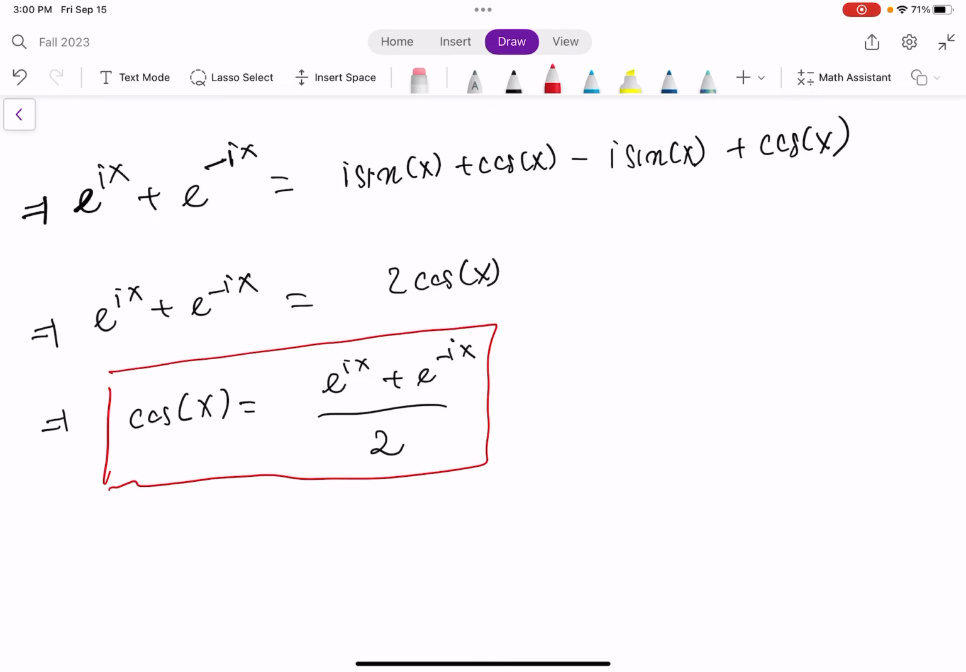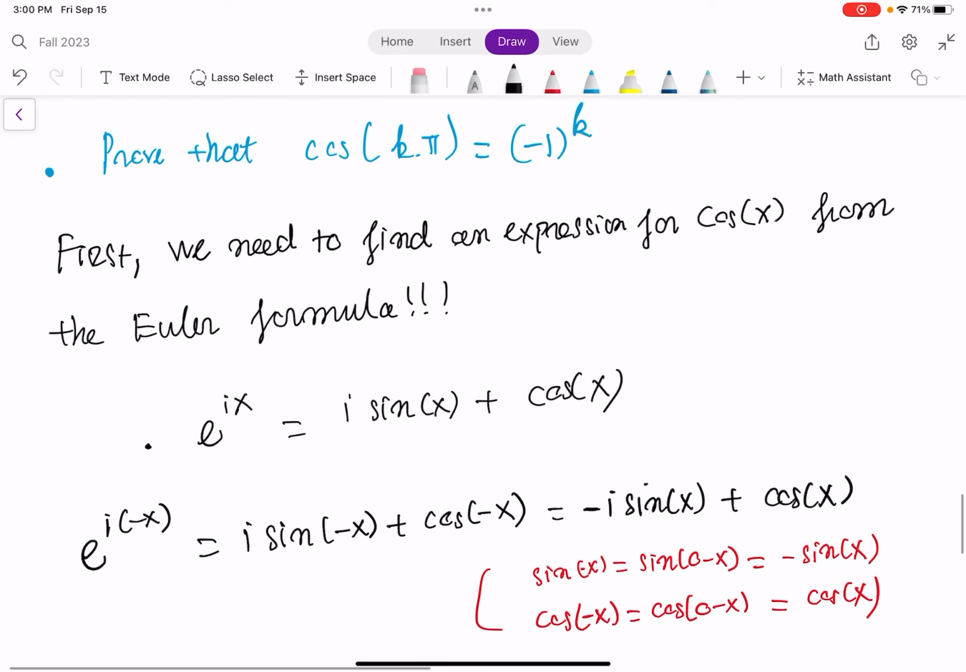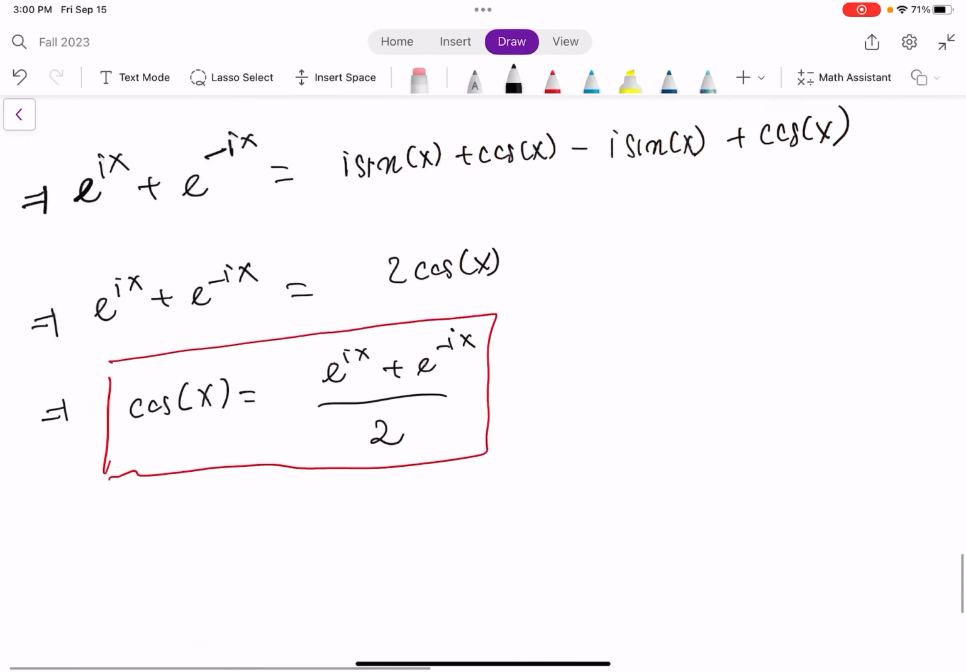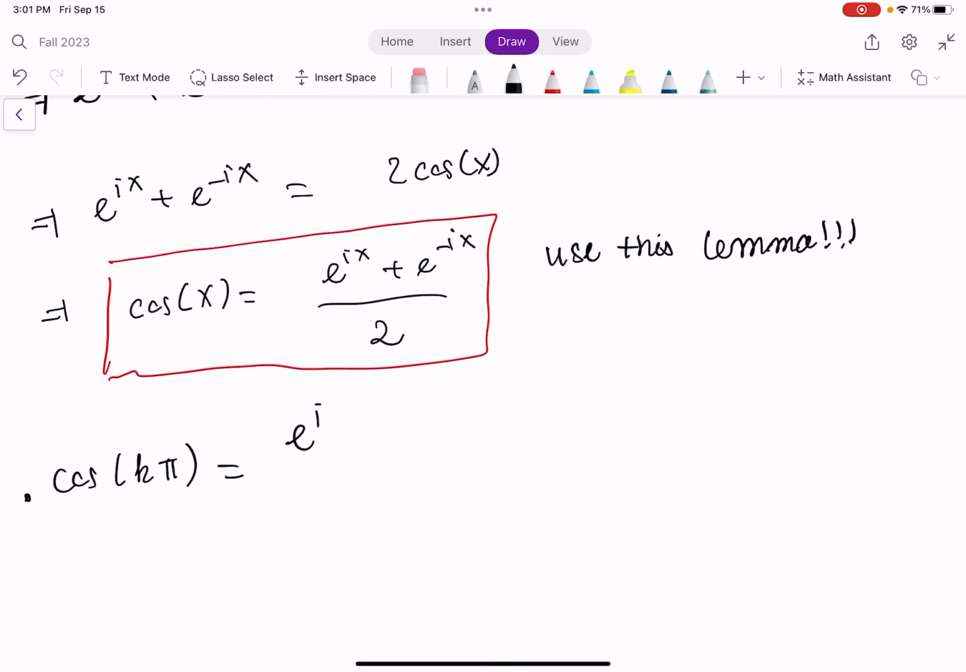Wonderful. So now how are we going to proceed? Remember our goal is to show that cosine of k pi equals negative 1 to the power k, right? And now we have the formula for cosine of x from the Euler formula. We can proceed to use this lemma, the formula we just derived. Okay, so let's go ahead and write out cosine of k pi is equal to e to the power i k pi plus e to the power negative i k pi over 2. Okay, what does that equal to?